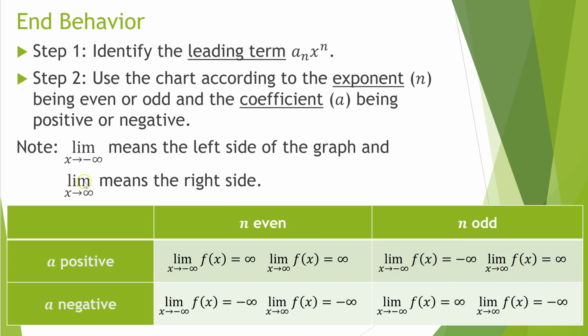So for now, just understand that the limit as x approaches negative infinity means the far left side of the graph. Just like if I said, where is x equal to negative 5? That's usually to the left of the origin. Negative infinity means infinitely to the left-hand side. And as x approaches positive infinity, that means on the far right-hand side of the graph, infinitely far to the right. So we use that to represent the right end.